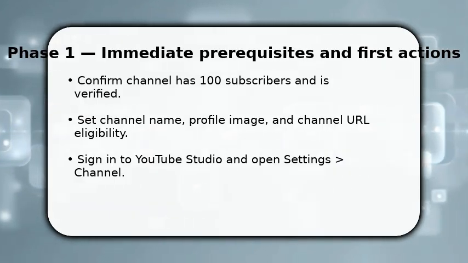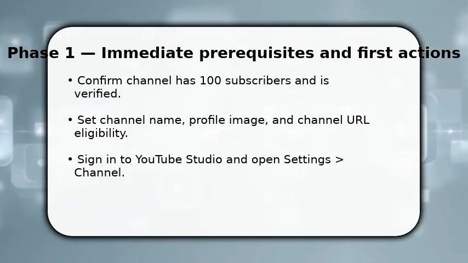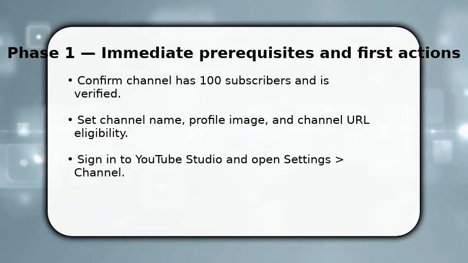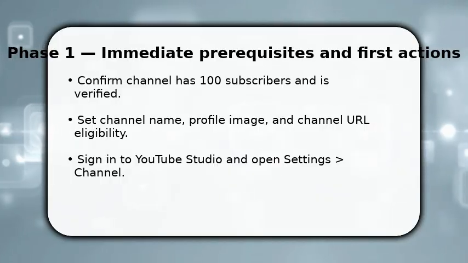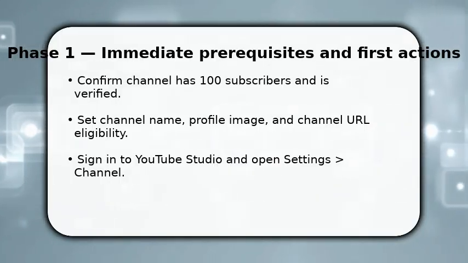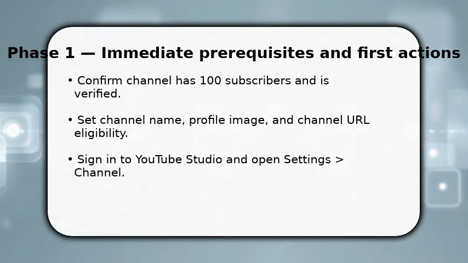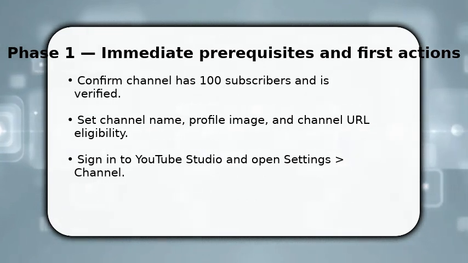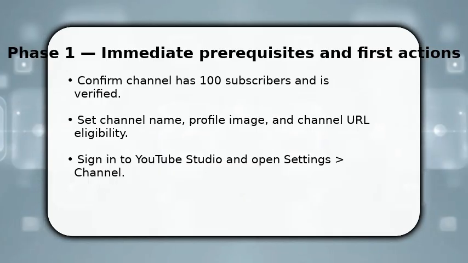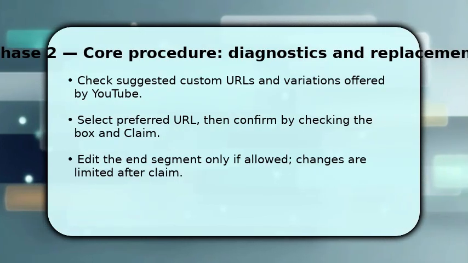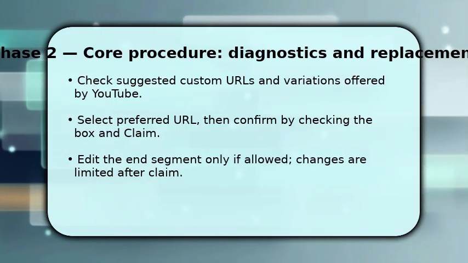Make sure your channel name and profile image match the brand you want, since YouTube will suggest URLs based on those assets. If a verified option appears, you're ready for the first actionable selection step. Do that now. Once you see suggested custom URLs, evaluate each one for clarity and searchability. Pick the shortest, memorable option that represents your brand.